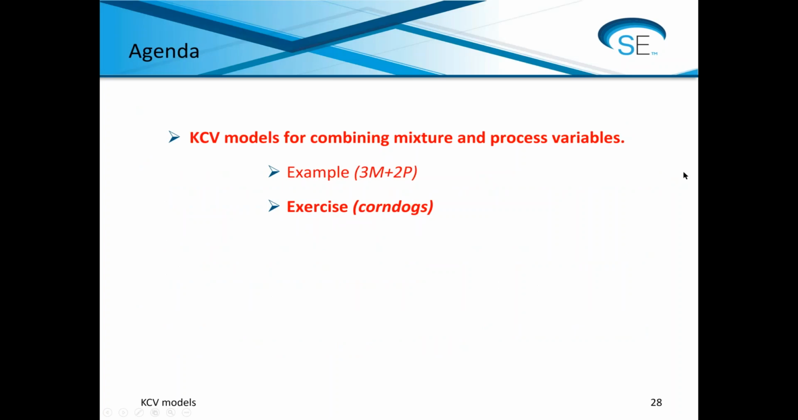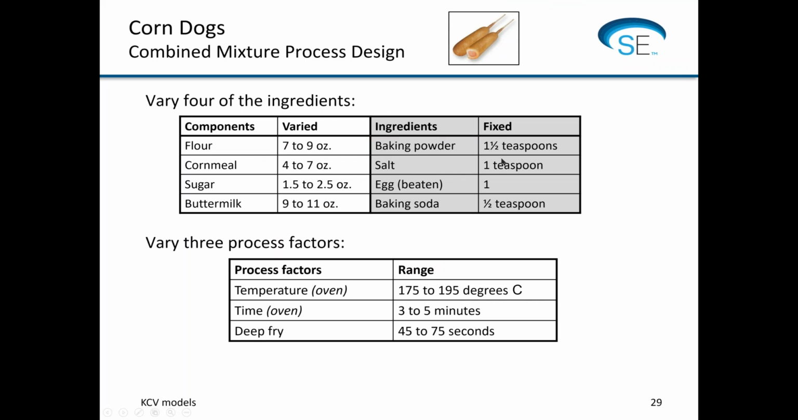Okay, let's finish up by looking at an exercise, and we're going to look at a company that was making corn dogs. The ingredients in the corn dog are, of course, the hot dog in the middle. We're not going to study that. We're just studying the batter around it, and it's made up of flour, cornmeal, sugar, and buttermilk. Those are the components that we're going to vary, and those are the ranges we're going to vary them over.